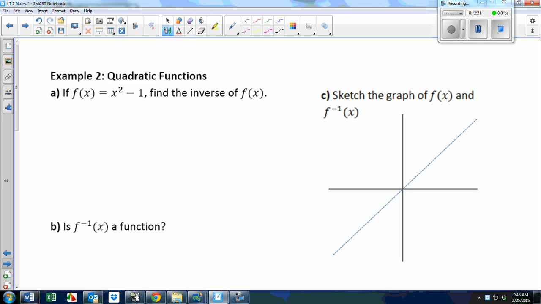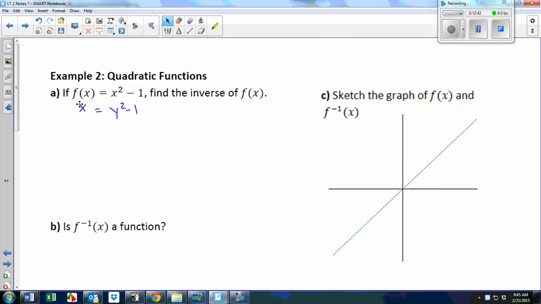I'll pause the video for just a second and give you a chance to try the first step on example 2a. Well, the first step, switch the x and the y. When you change that to x and that to y, the y that you just wrote down is the inverse. You just have to get it by itself.